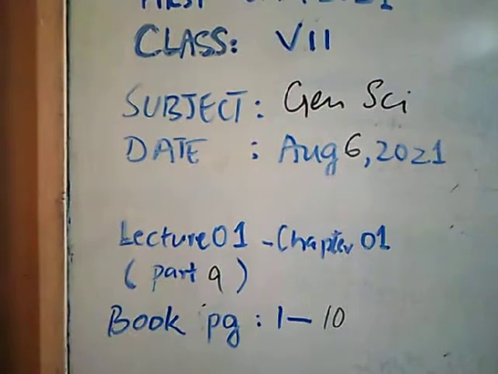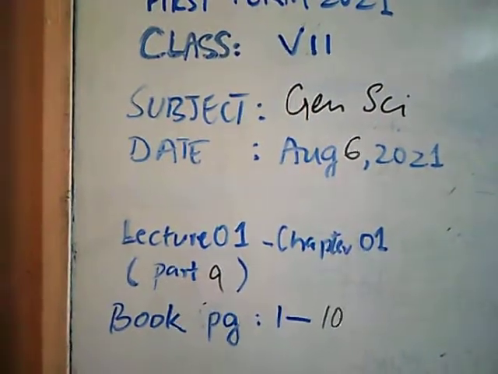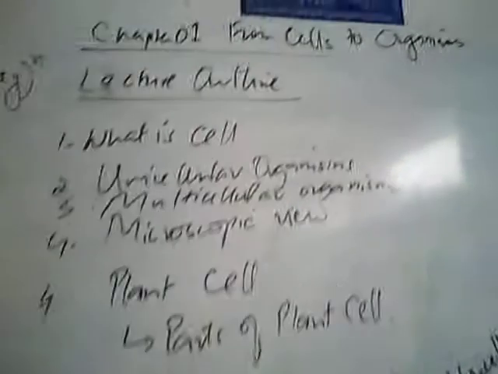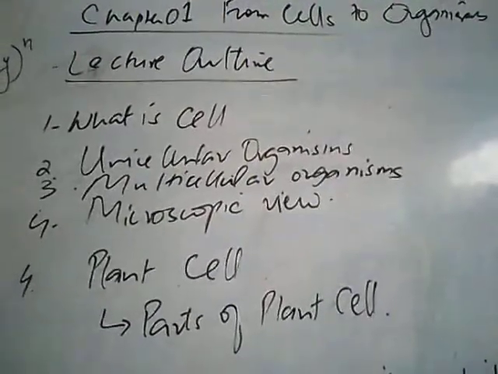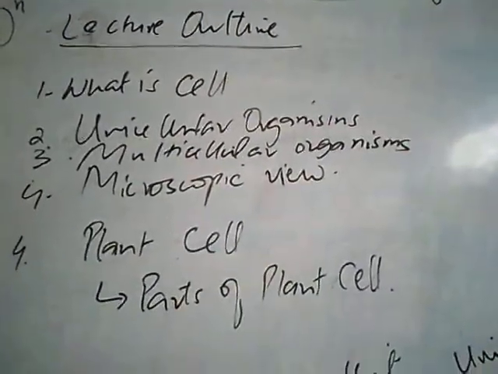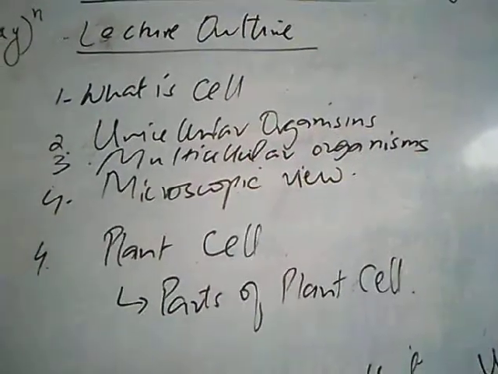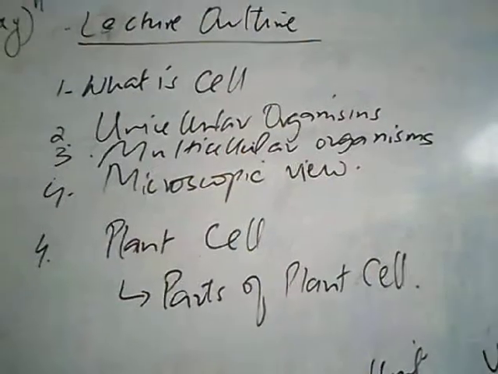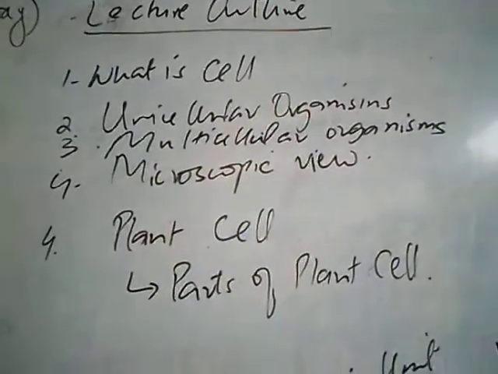Today we're going to start our first chapter, that is from cells to organisms. Today's lecture outline is: what is a cell, unicellular organisms, multicellular organisms, microscopic view or discussion on the microscope. Then we'll discuss plant cells and their parts.